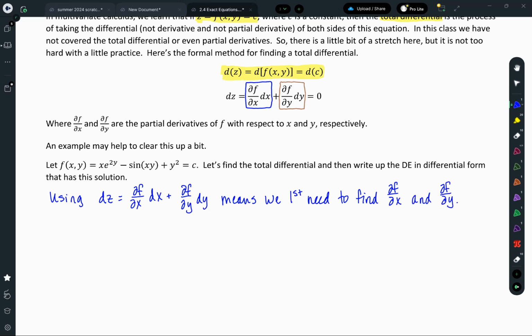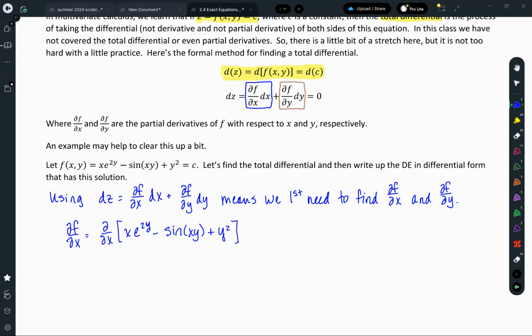Okay, so let's calculate those. The partial derivative with respect to x is the same as saying we're going to take del x of, and now I'm going to plug in my f of x,y, x e to the 2y minus sine of xy plus y squared.